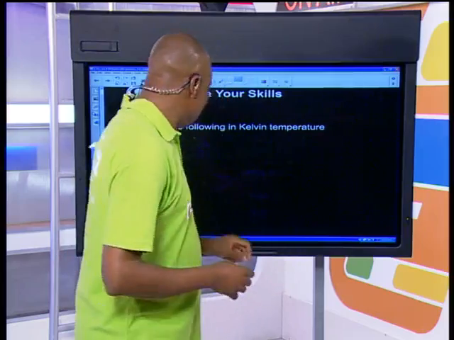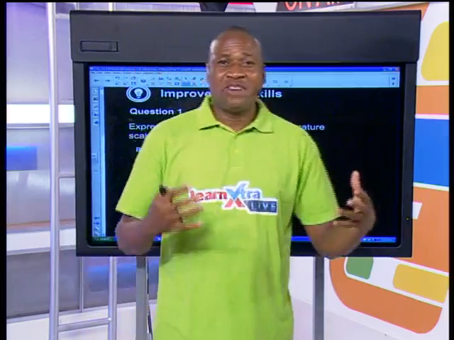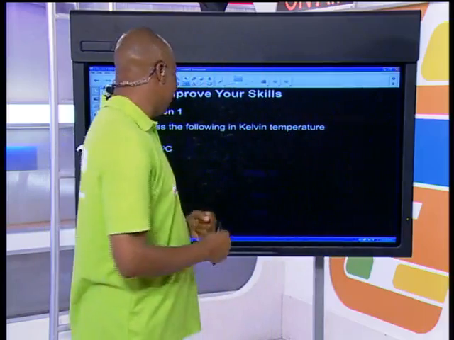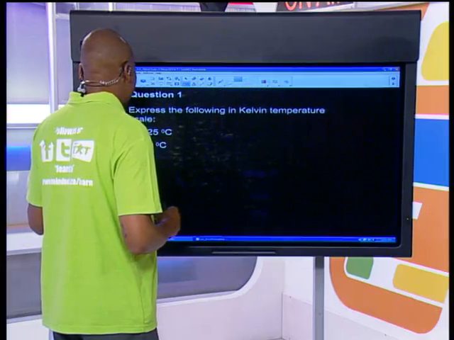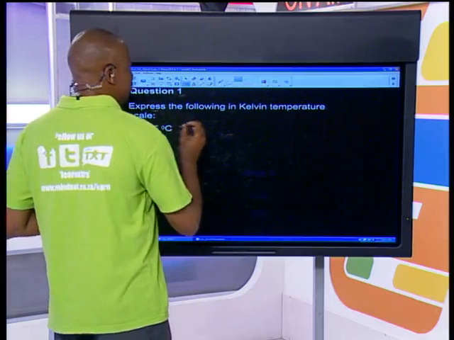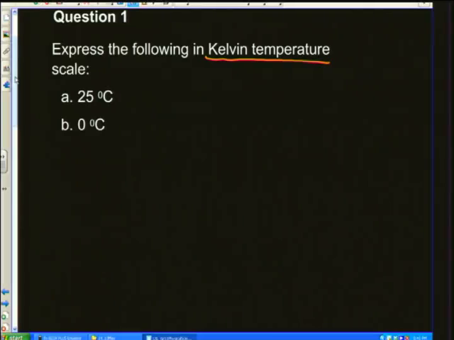Now it's time to get on with today's lesson. Let's have a look at our questions, where we can improve our knowledge and our skills in solving some of these problems. Question number 1 says: express the following in the Kelvin temperature scale. The first one is 25 degrees Celsius, and the second one is 0 degrees Celsius.